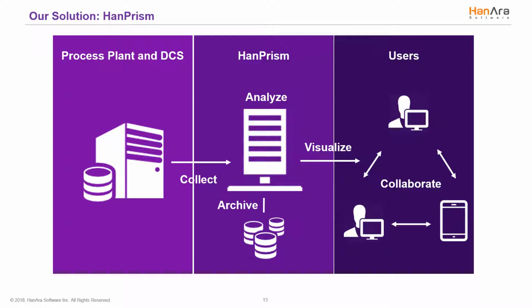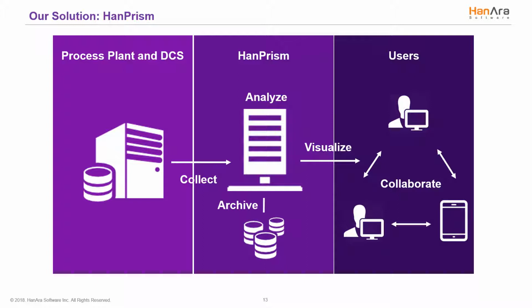We believe our solution Han Prism helps customers overcome their current data obstacles and achieve operational excellence. So how does Han Prism work? The first stage is collecting the data. Han Prism can collect from various data sources, including the DCS, SCADA, and PLC. From there, the Han Prism server archives the data and makes it accessible to other applications and provides ERP integration.